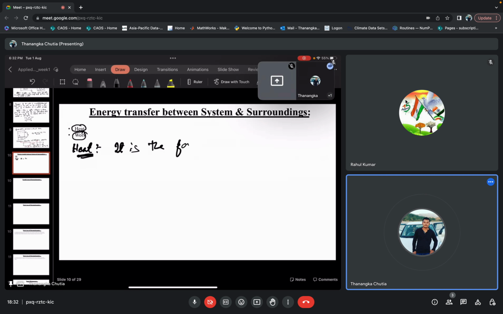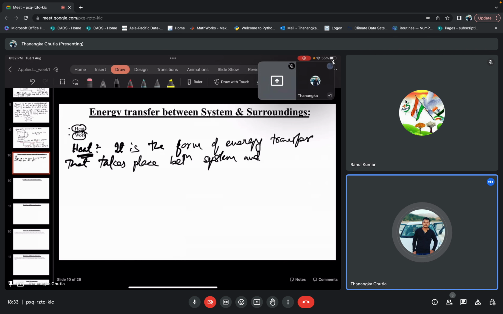It is the form of energy transfer that takes place between system and surroundings by virtue of temperature difference.